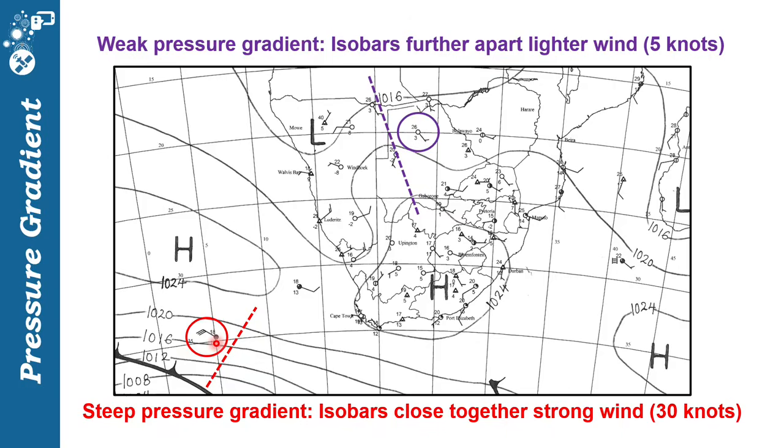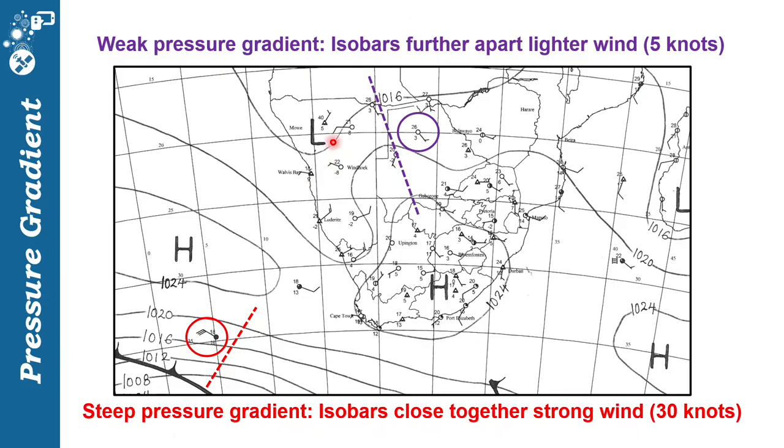Where the isobars are further apart, notice here, there's an isobar, there's an isobar, there's the next one, compared to this here where they are relatively close to one another. These isobars are spread far apart. So we say the pressure gradient is gentle or it is weak. And any wind in this vicinity here is not going to be strong.